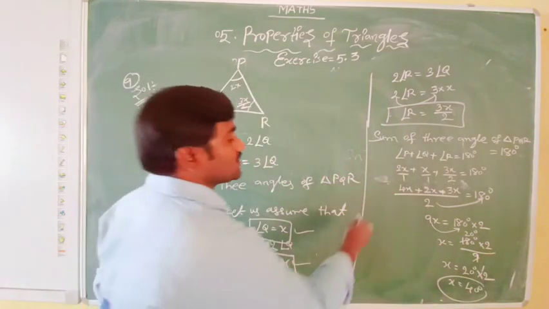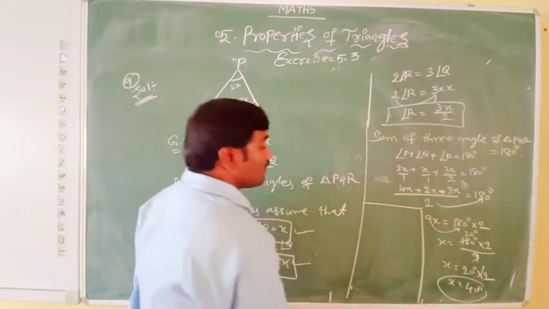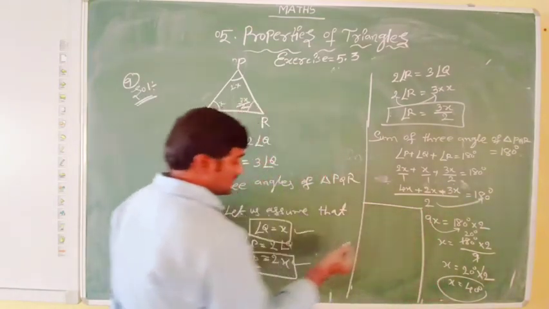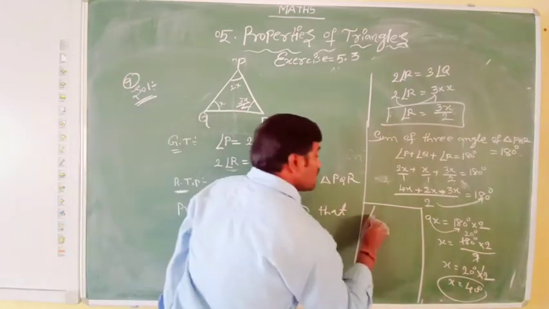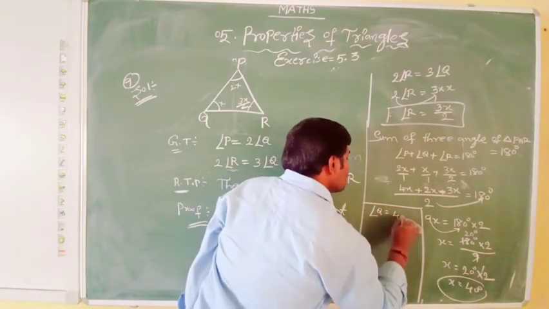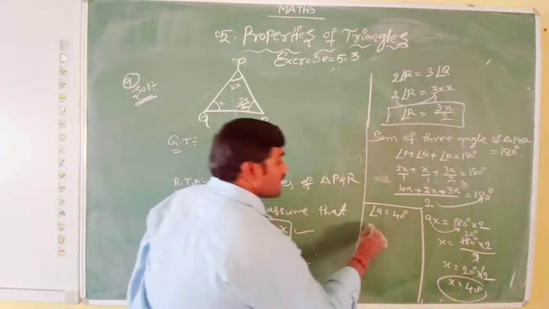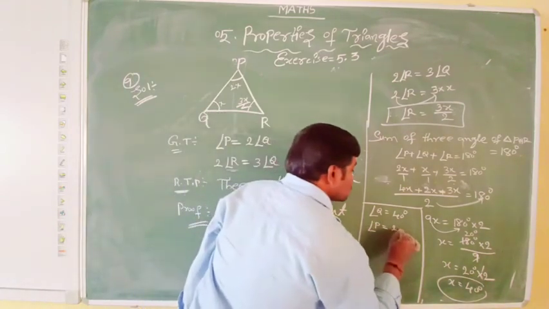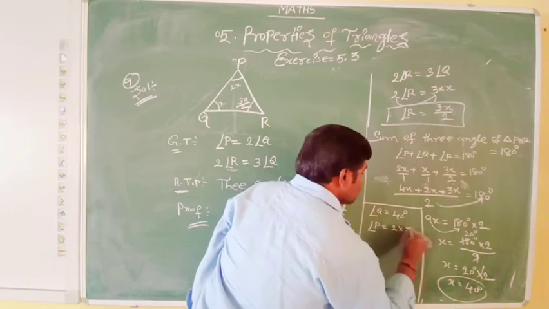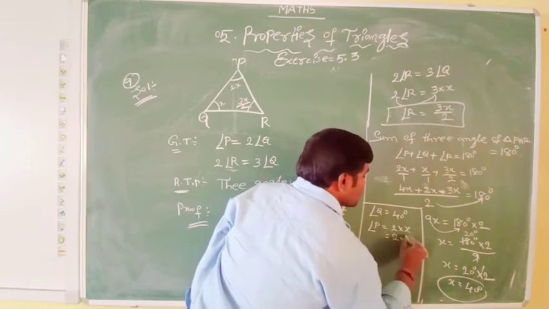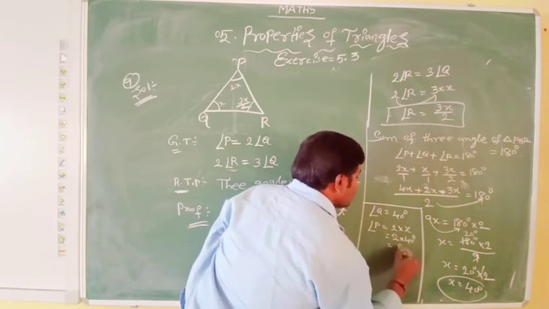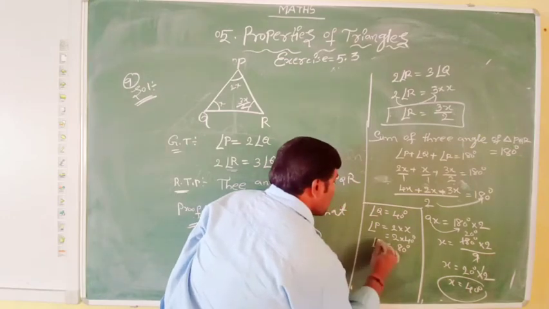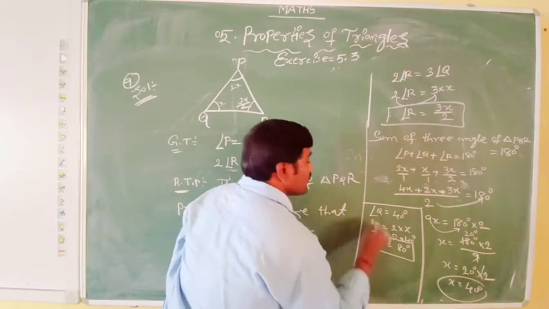Remember, x equals 40 degrees. x in the sense of what here? Angle Q. Angle Q equals 40 degrees. Then angle P equals 2x, that is 2 into the x value, 40 degrees, that equals 80 degrees. That means angle P equals 80 degrees.